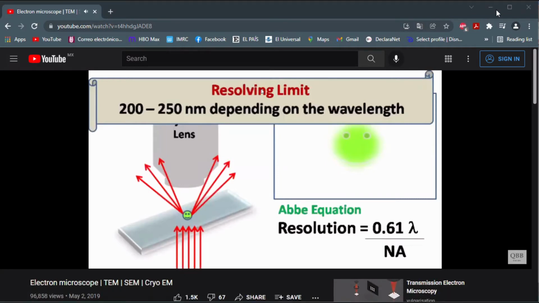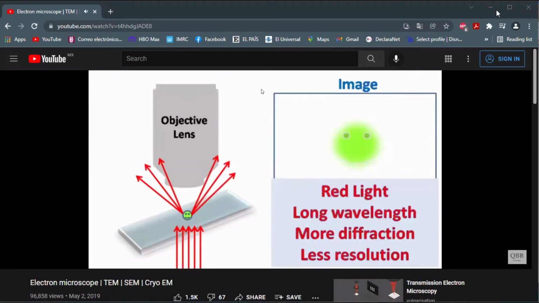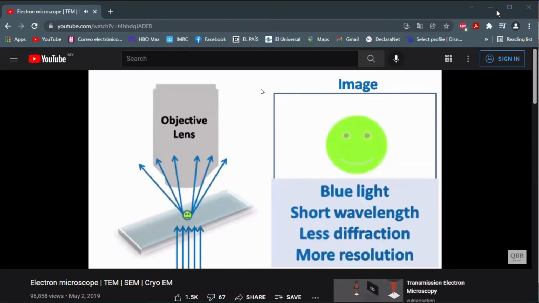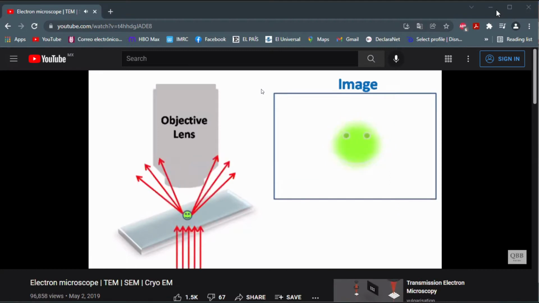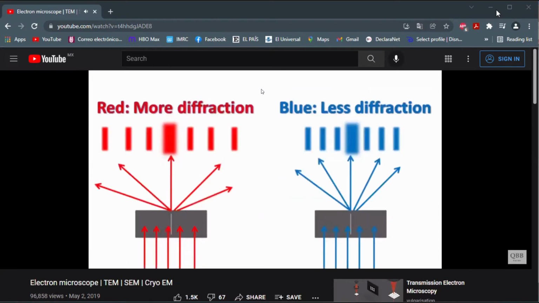The red light suffers maximum diffraction because of large wavelength, and hence resolution obtained is low, while the blue light suffers less diffraction because of short wavelength, and hence resolution obtained is high. So the idea is, if we have less wavelength, the diffraction will be less and resolution will be high.